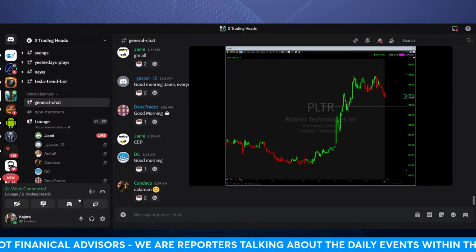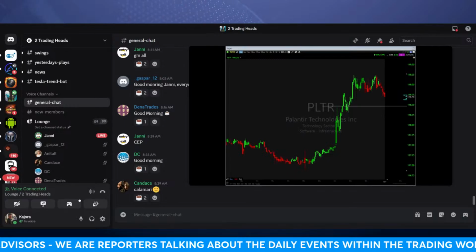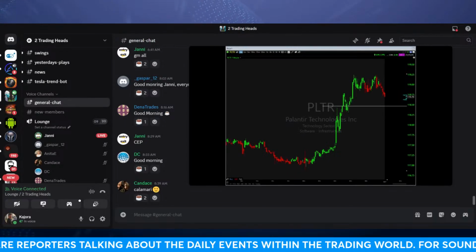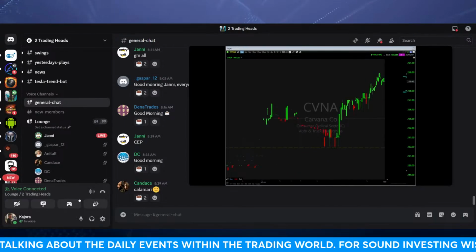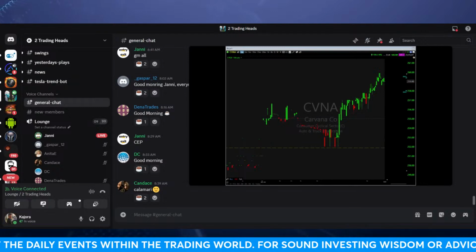Apple is moving down as well. Everything is pulling back down. Keep an eye on your Carvana, CVNA. It was making a beautiful move yesterday. Right now, it's coming up to resistance.